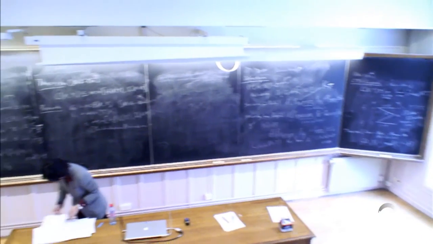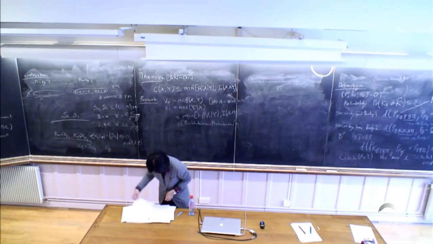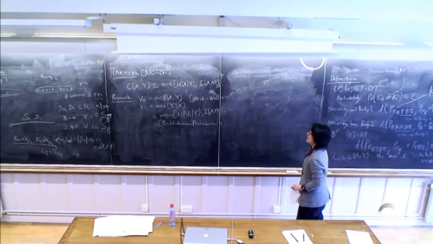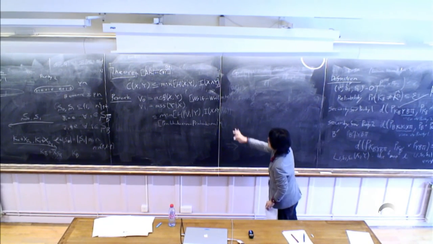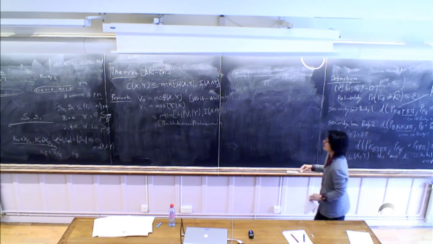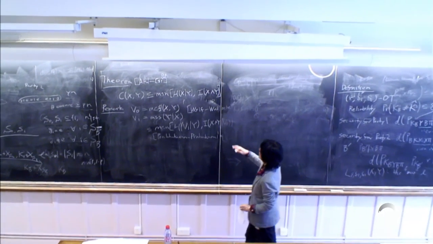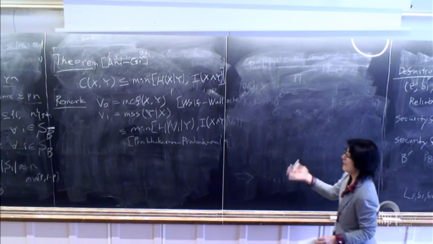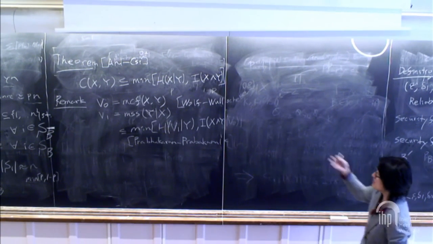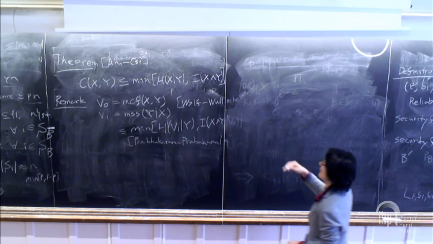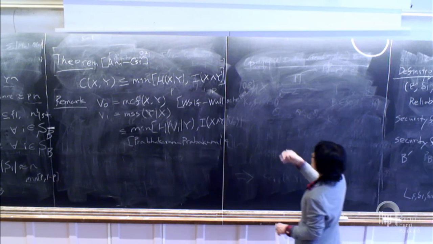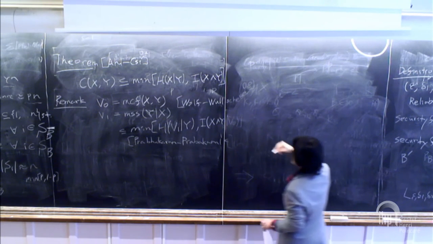Okay, so now I'd like to mention some relationship between this oblivious transfer and secret key agreement. This bound itself is derived by implicitly using some relationship between oblivious transfer and secret key agreement. And we can formally show the following.